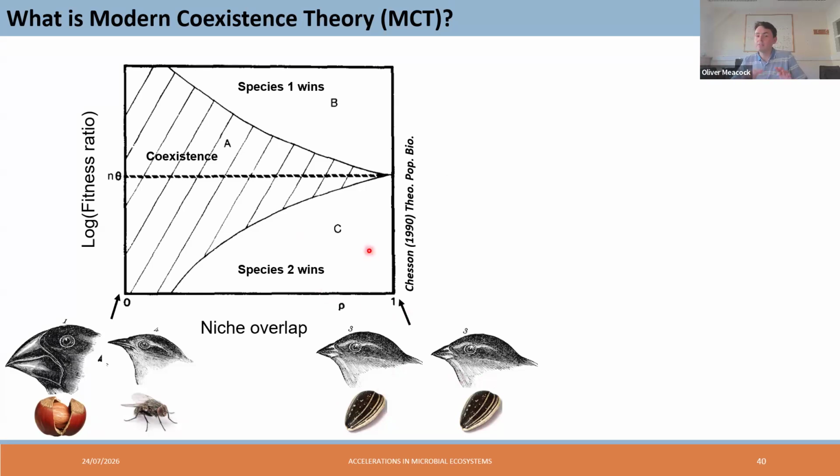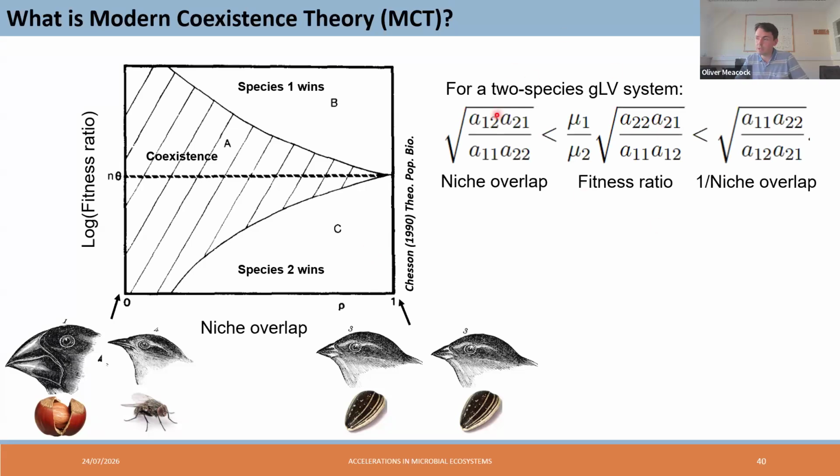So that's the kind of qualitative picture. And again, you can understand this quantitatively within Lotka-Volterra. This is a result from Peter Chesson, where he showed that for a two-species Lotka-Volterra system, you have a fitness ratio, which is on this y-axis here, given by this expression, and then you have this niche overlap, which is given by this combination of the interaction values over here. And that's what's plotted on these axes.